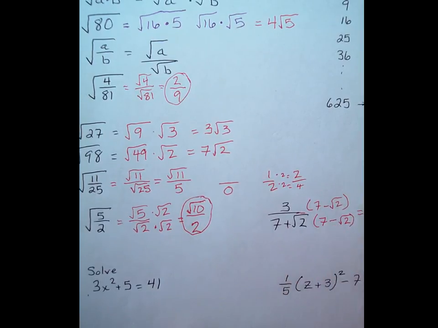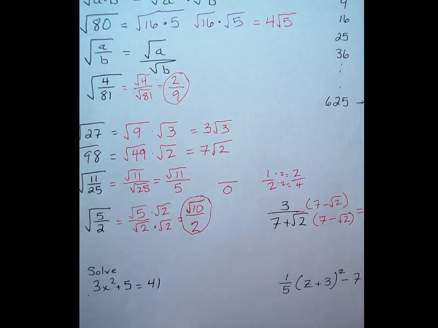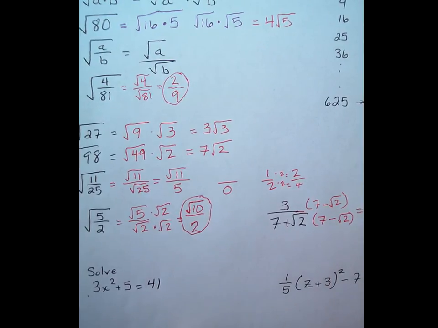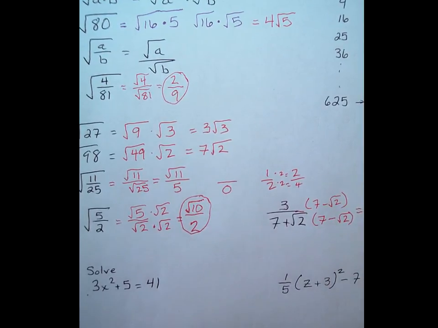3 times 7, 21. 3 times radical 2. Now, it's not radical 6 because one's outside, one's inside. So we rewrite it as 3 radical 2. That's just like a letter.